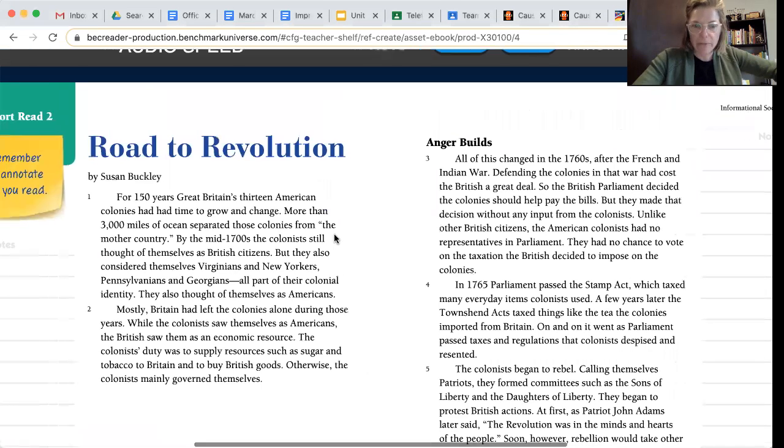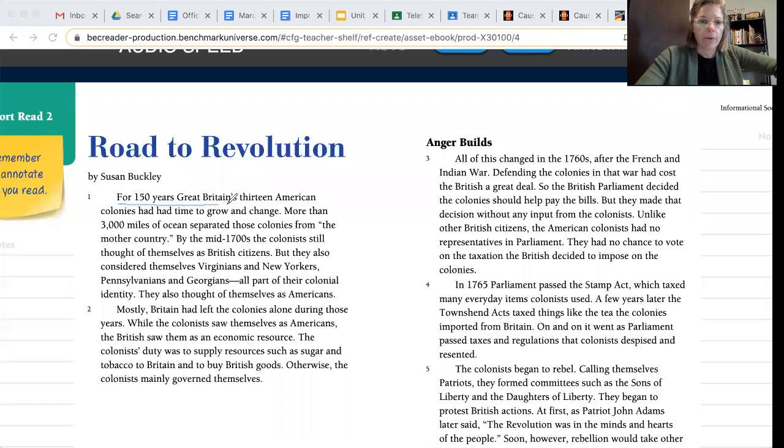It doesn't say introduction, but it's the first part. So it is the introduction. I noticed one key idea that we talked about, that we're talking about Great Britain and the 13 colonies. And then this is an interesting thing. It said 3 different ways that the colonists thought about themselves. They still thought of themselves as British citizens.